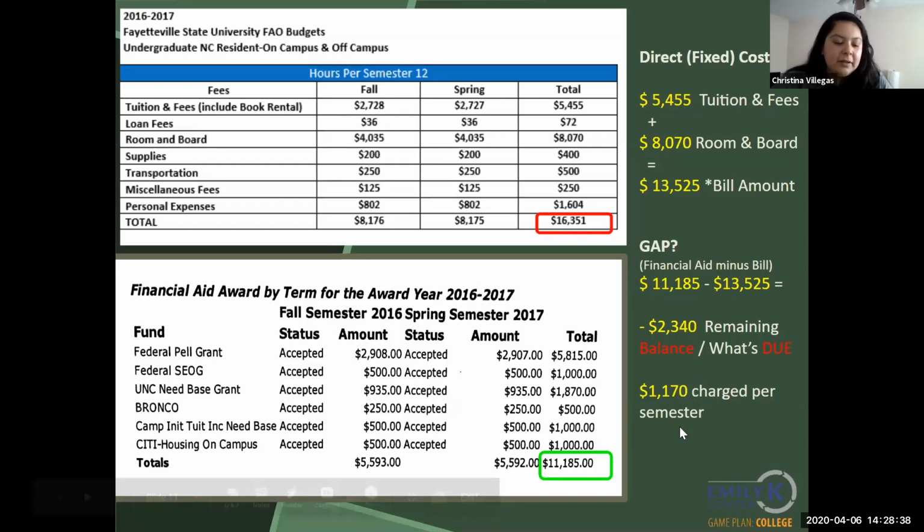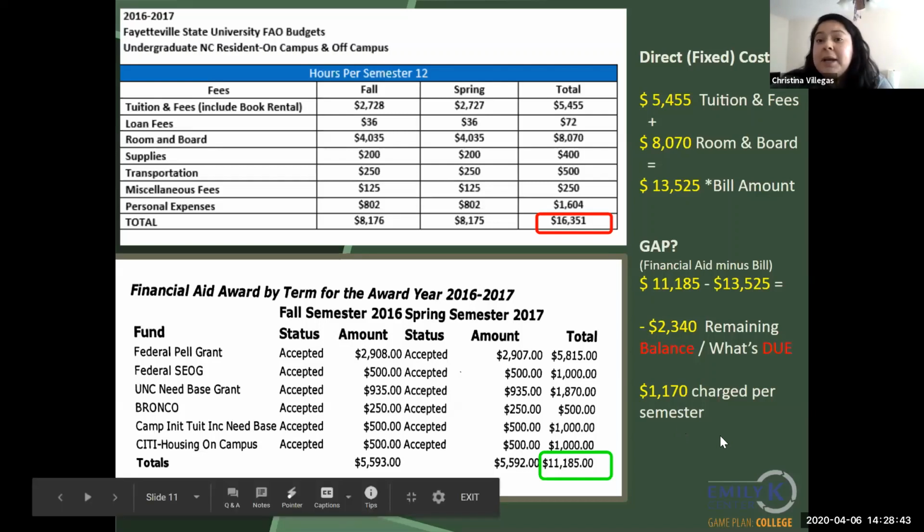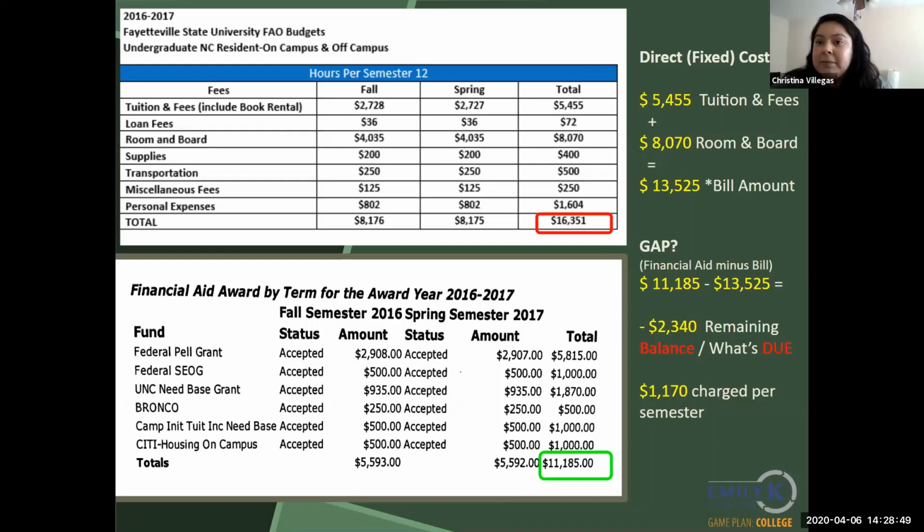Let me double check that math. 1,170 divided by 5, $234. So that's a payment of $234 a month. That can be very doable, and a lot of students do choose this route, the payment plan route, to not take out extra loans.